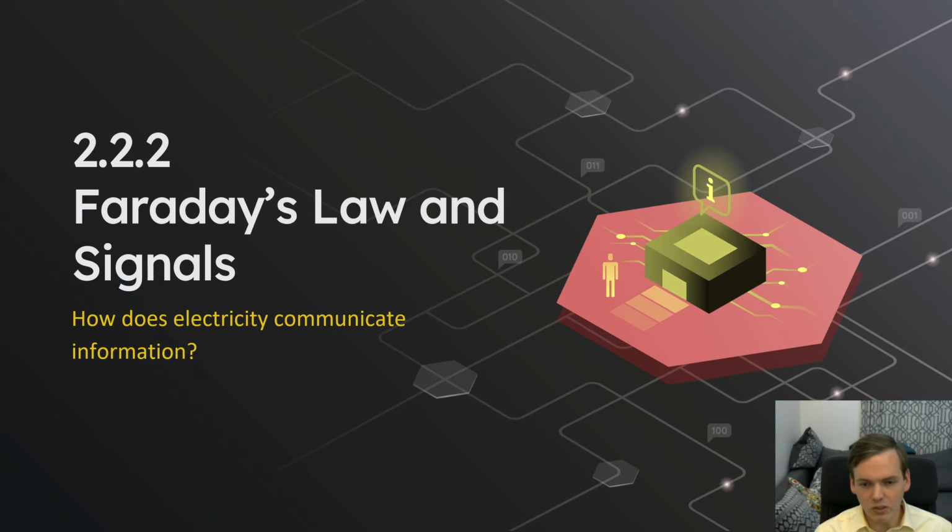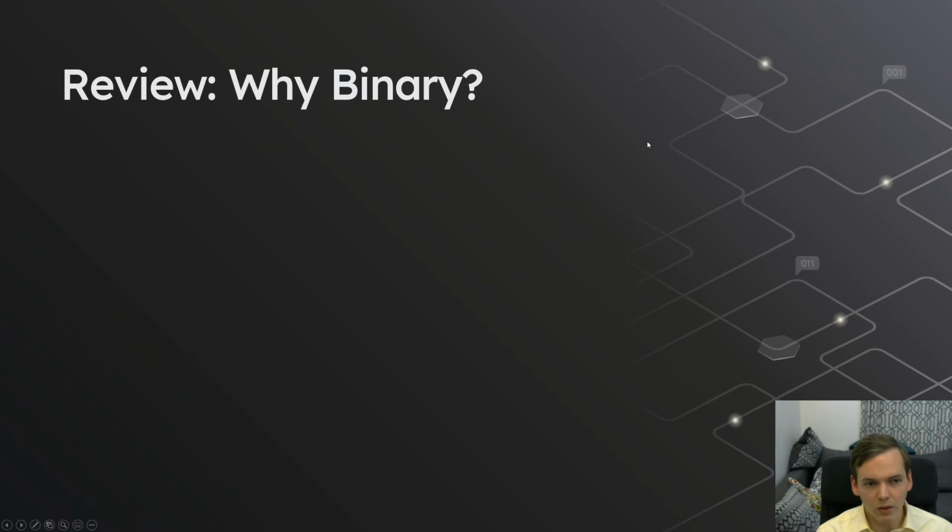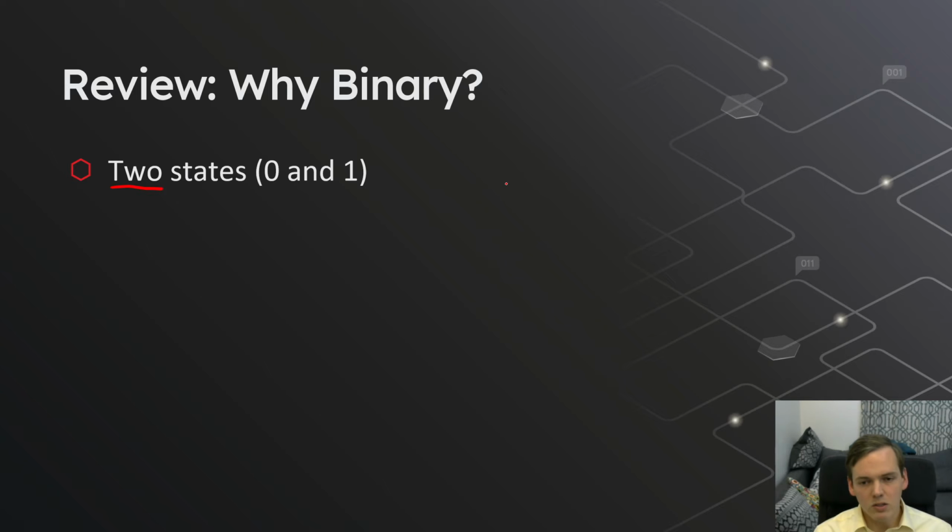And so that's where we want to start here, with reviewing really briefly why we use binary with computers, or I guess the more accurate question, why is it useful? If we remember, it's ultimately because there are two states, a 0 and a 1. So anything that can be either one thing or another thing can code binary numbers.